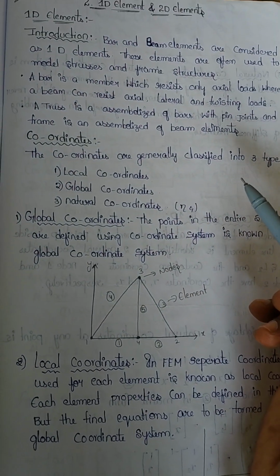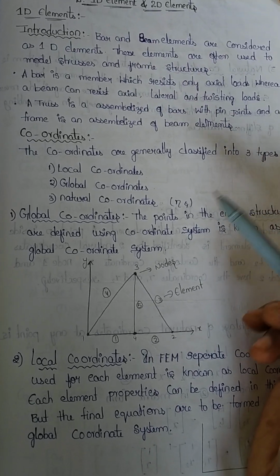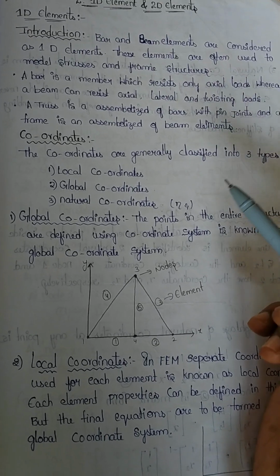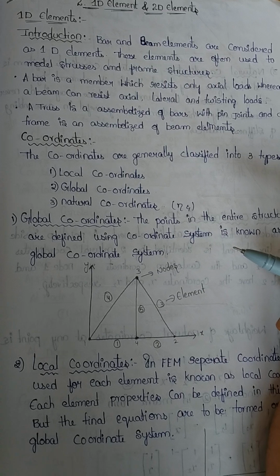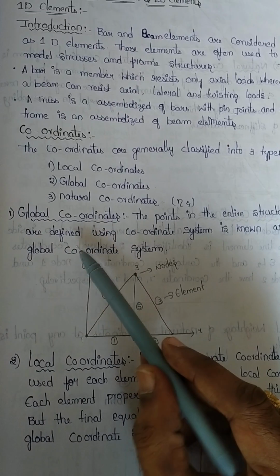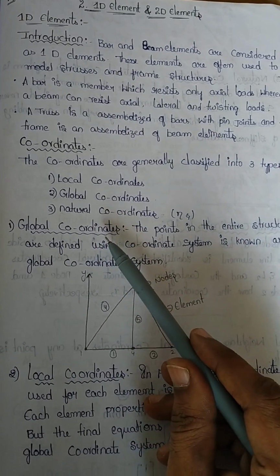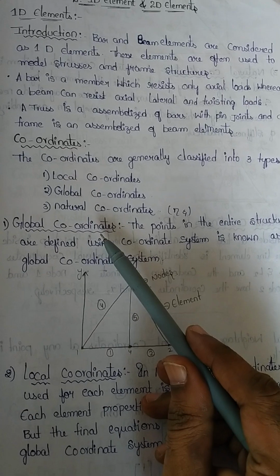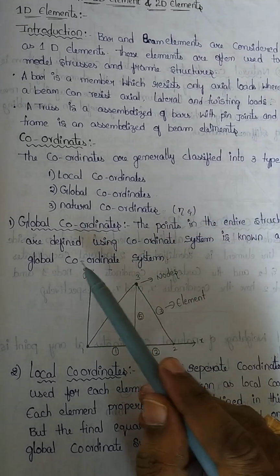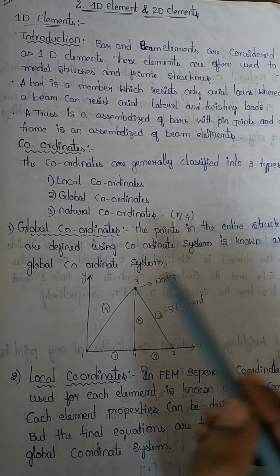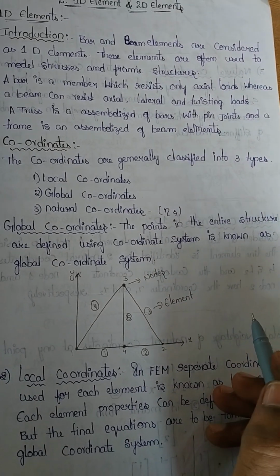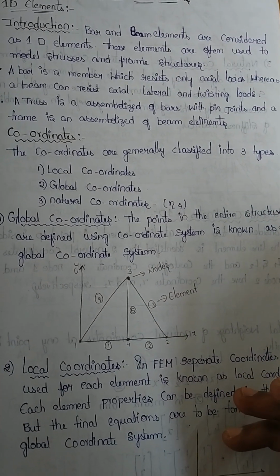Earlier you know about the Cartesian coordinate system and radial coordinate system. The Cartesian coordinate system will be represented as x, y, z in space. Those Cartesian coordinates are further classified into these three types. First of all, let us discuss the global coordinate system. The global coordinate system is also referred to as the space coordinate system, where the points in the entire structure are defined using this coordinate system. The entire structure will be represented with a reference point. Those are termed as global coordinate system.